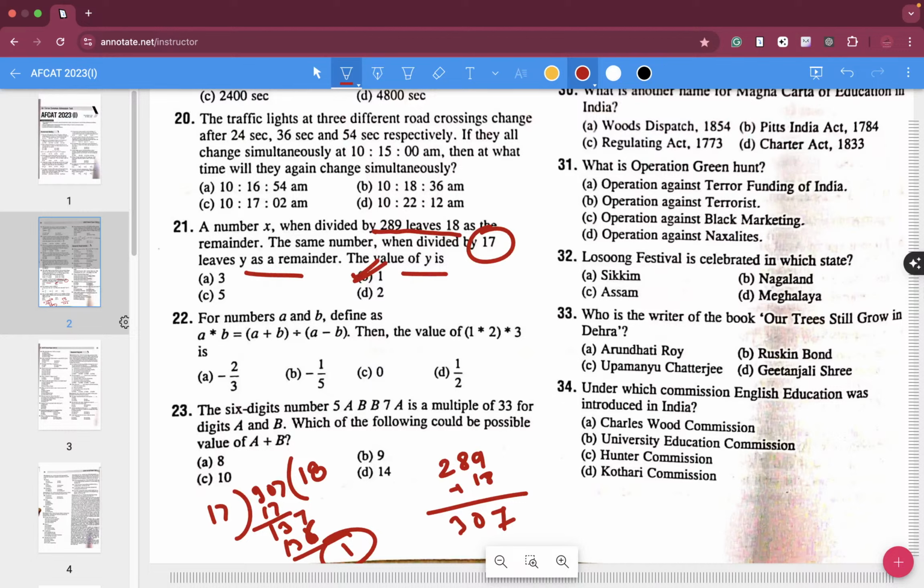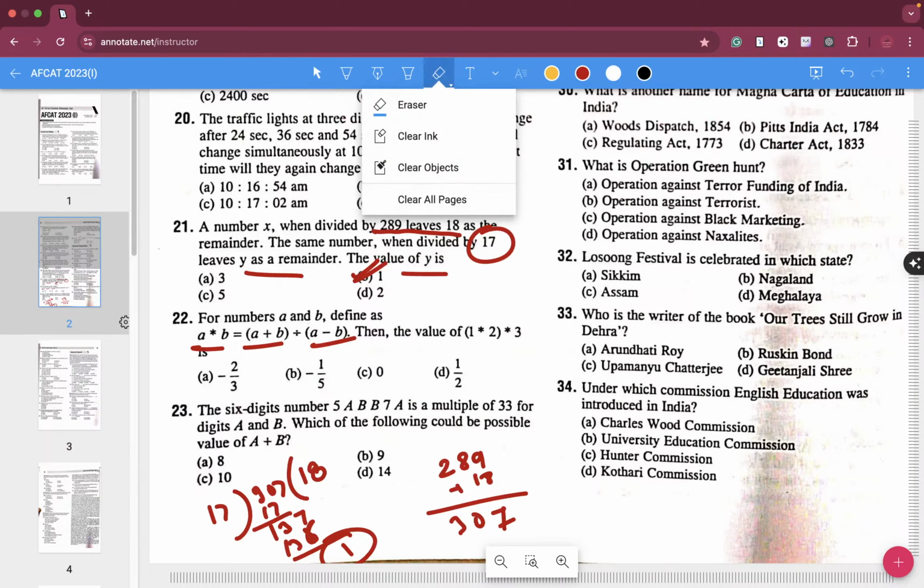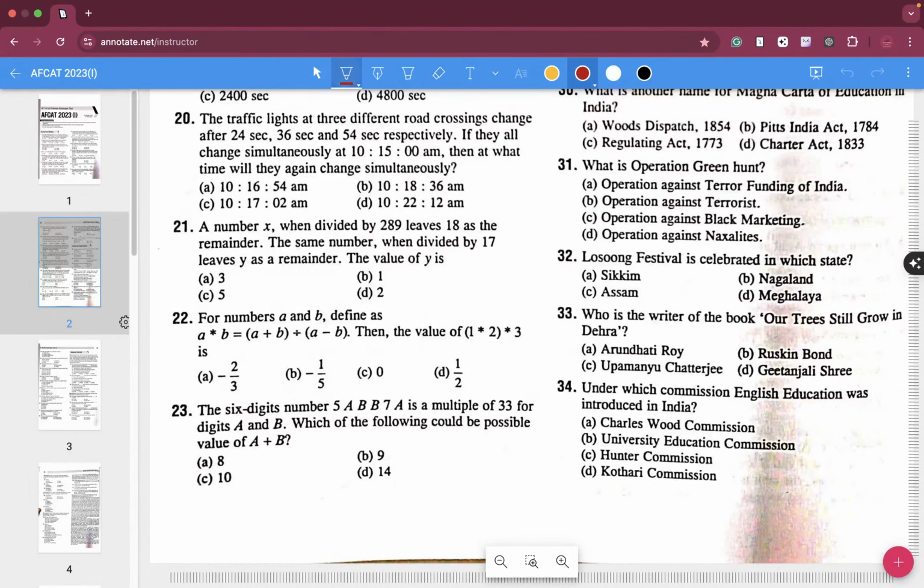So for the numbers a and b, a star b is defined as a plus b divided by a minus b. So how about this one? This is what they are asking, an extremely sitter type question. So 1 star 2, if you solve for this, which means 1 plus 2 divided by 1 minus 2. Basically this is minus 3, isn't it?